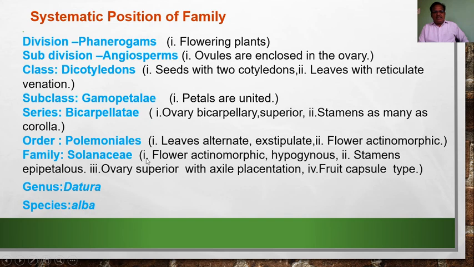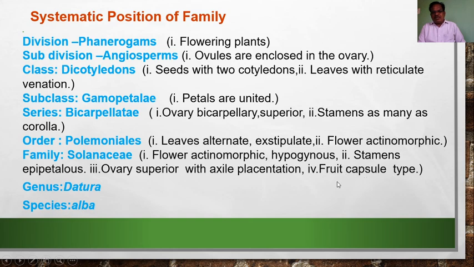Then family Solanaceae: flowers are actinomorphic, hypogynous, that is, the ovary is superior. Stamens are epipetalous, they remain attached to the petals internally. Ovary is superior with axial placentation. One more thing, the fruit is capsule type. Suppose there is Datura alba, the fruit is a capsule. What is the meaning of capsule? That is, the fruit bursts open. In Datura alba, such a fruit bursts open by all the sutures. It is known as capsule type.